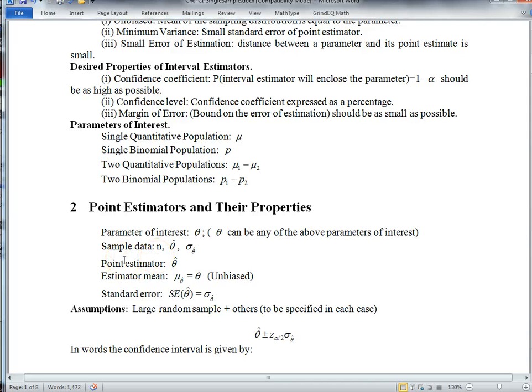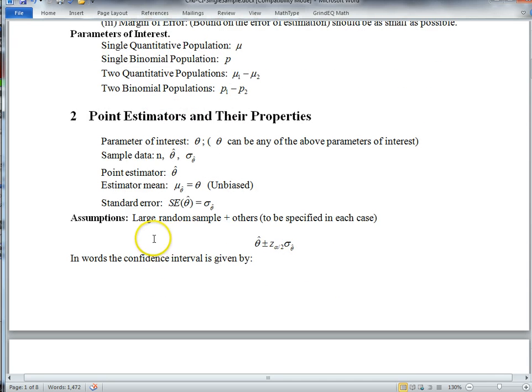Typically this is the process for any one of these parameters. We collect data, and from the sample we keep track of the sample size, the sample mean and the sample standard deviation, and then we want to pick the estimator for theta. I want to make sure the estimator is unbiased. We want to calculate the standard error of x bar and make sure it's as small as possible. For large samples, we assume we have a large random sample, plus other assumptions that we're going to specify in each case.